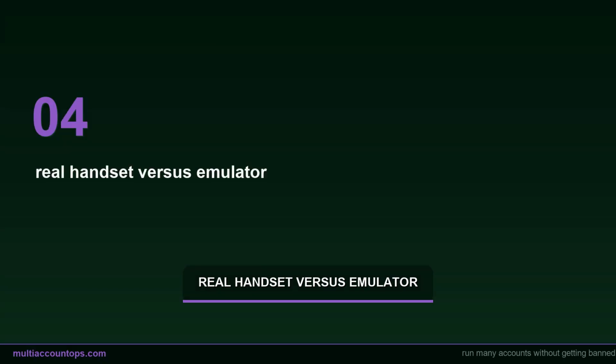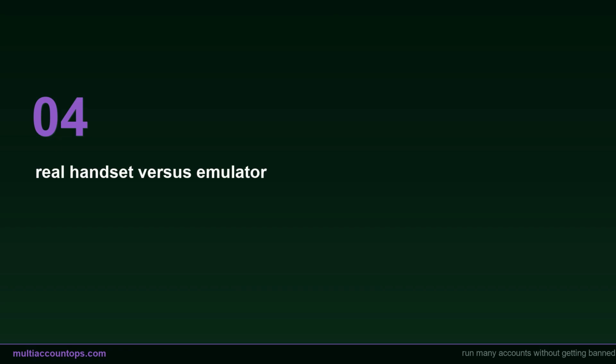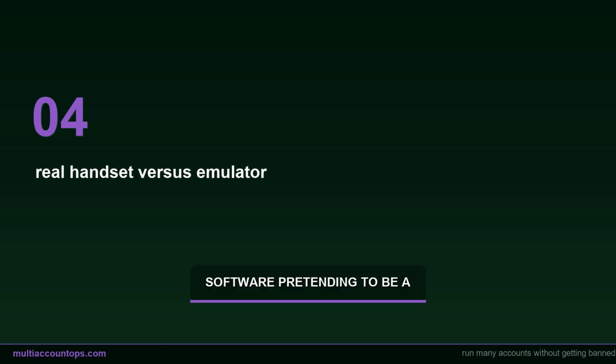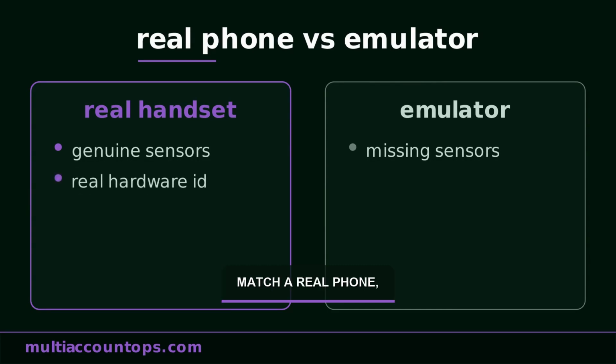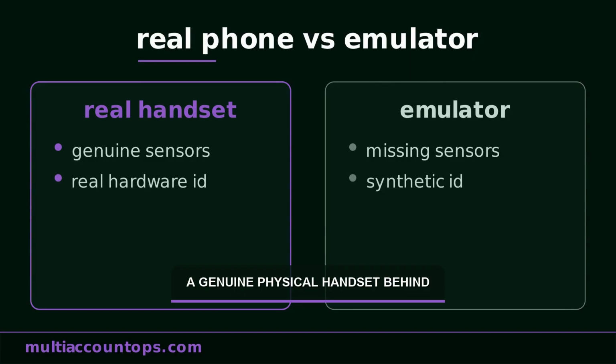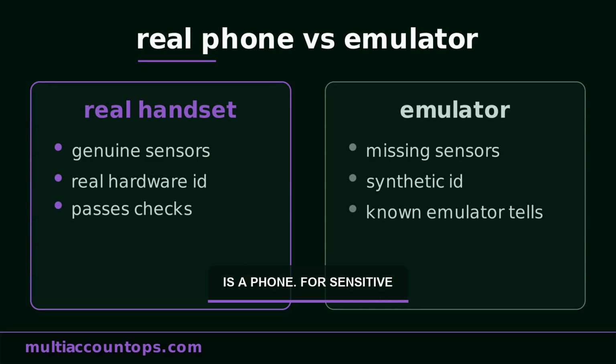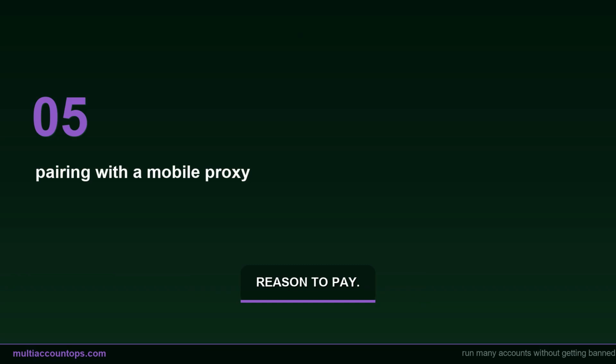Real handset versus emulator. This is where the money question lives. You can run an emulator, software pretending to be a phone, on ordinary computer hardware, and it is cheap. The trouble is that apps have gotten good at spotting emulators. The sensors are wrong or absent. The hardware identity looks synthetic. The performance signature does not match a real phone, and there are known tells that give the emulation away. A genuine physical handset behind the cloud phone service passes the checks, and an emulator fails, because it is not pretending to be a phone. It is a phone. For sensitive accounts, that difference is the whole reason to pay.